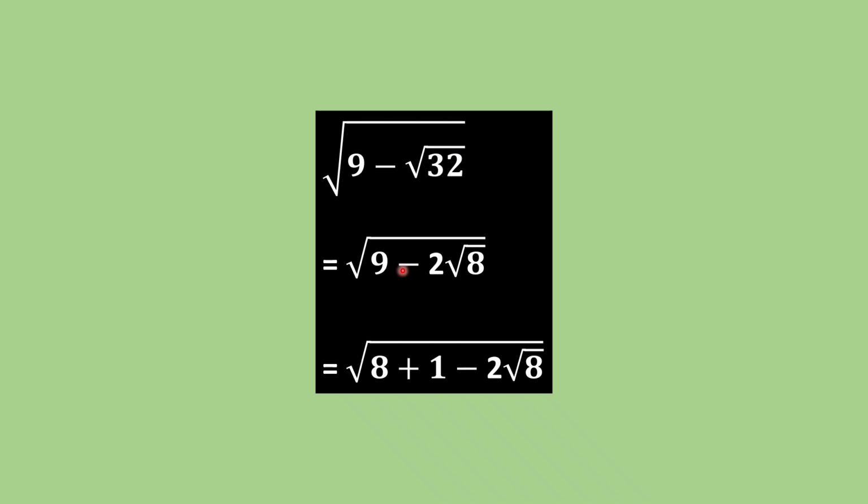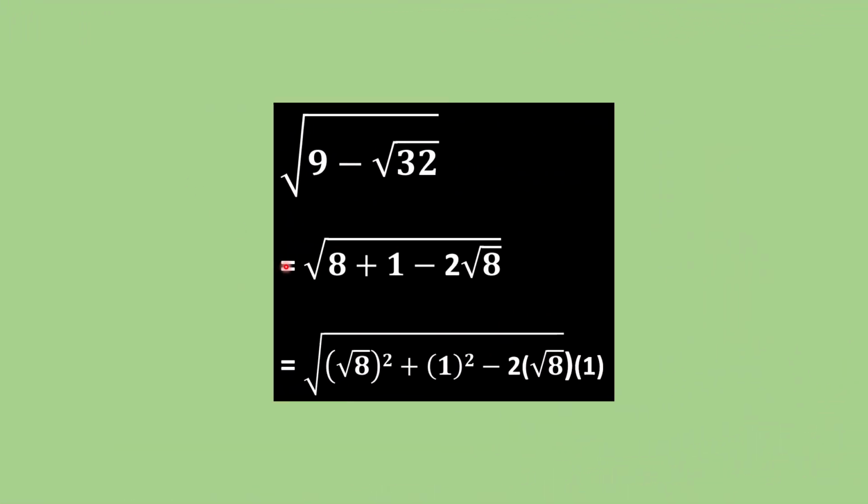Now 9 we write as 8 plus 1. Instead of 9 we are writing 8 plus 1. So we are getting square root of 8 plus 1 minus 2 root 8. We wrote root 32 as 2 root 8 and 9 as 8 plus 1. This is the expression for which we have to find the square root.